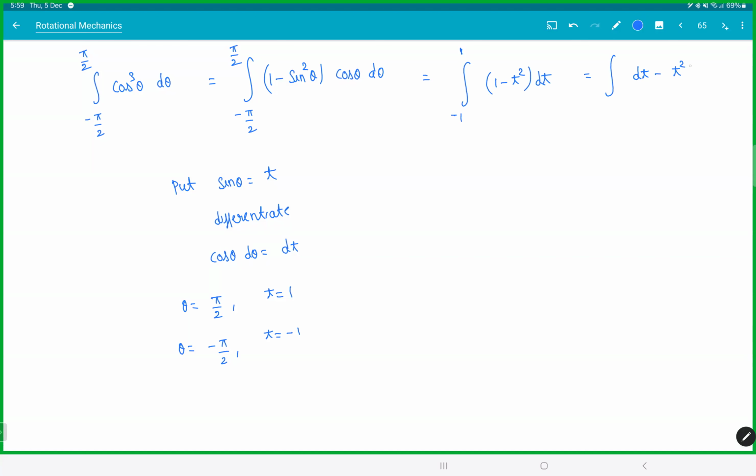The integration of dt minus t square dt is t minus t cube by 3. Limits will go from minus 1 to 1. This is 4 by 3. Check.